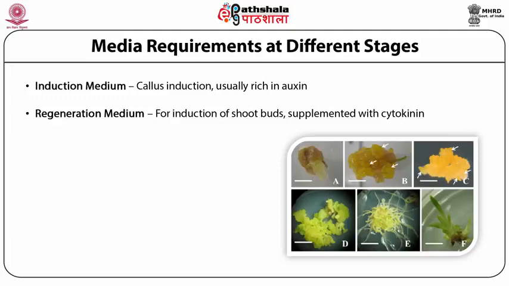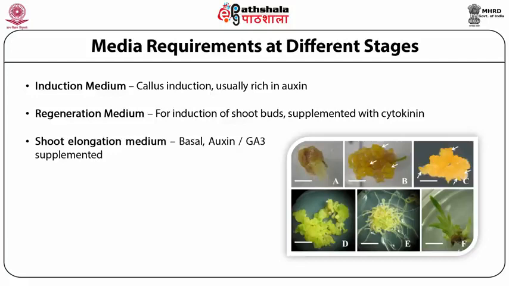It can be with auxin, it can be without auxin. And on this media, you get induction of a large number of shoot buds. Those shoot buds, again, because of the high concentration of cytokinin, may remain suppressed. And thus, from here, you transfer them to another media, which we call shoot elongation media, which can be either a media devoid of any growth regulators, it can be rich in auxin, or it can be supplemented with GA3. So this way you get elongated shoots.